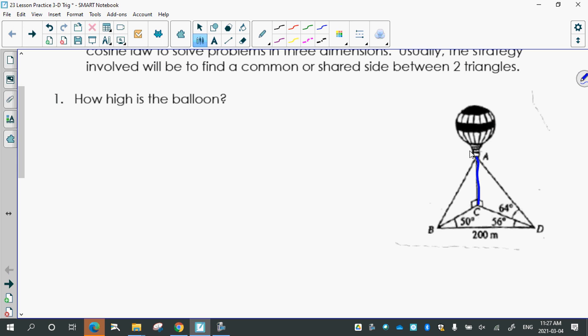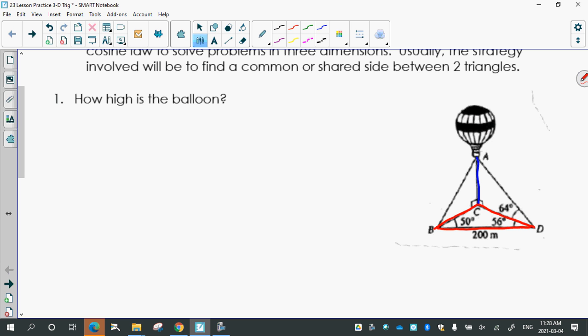That's basically what this problem is. So I'm standing at point C, and then there's a triangle on the floor down here. I want to know how high it is from C to A, and there's a balloon above my head. If you look at the information given, you notice that the triangle on the floor has a lot of information given. I know a side and 2 angles in it, so really I know all 3 angles.